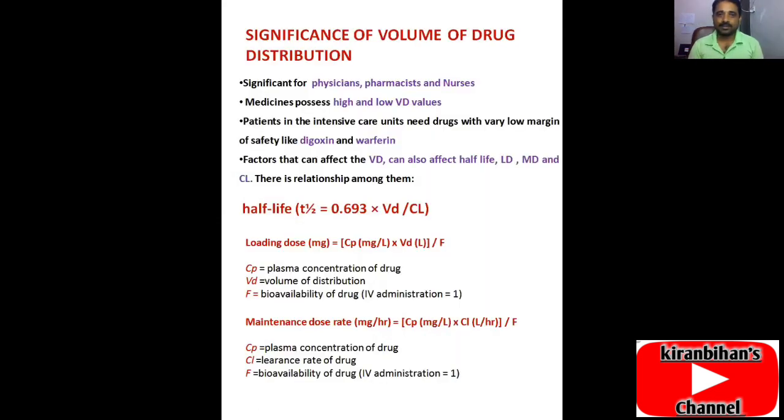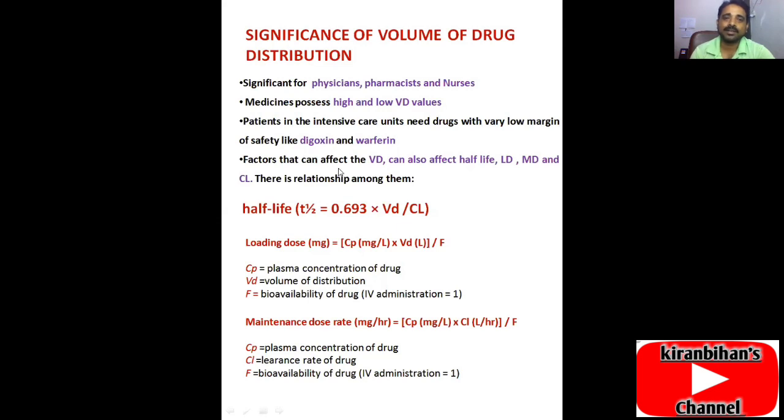Why are we studying the volume of distribution? It has importance because it is equally significant for physicians, pharmacists, and nurses. Medicines which possess high and low VD values have a role in intensive care units. Some drugs need a loading dose and maintenance dose, like digoxin and warfarin. These are very low therapeutic index drugs. They have a low margin of safety.